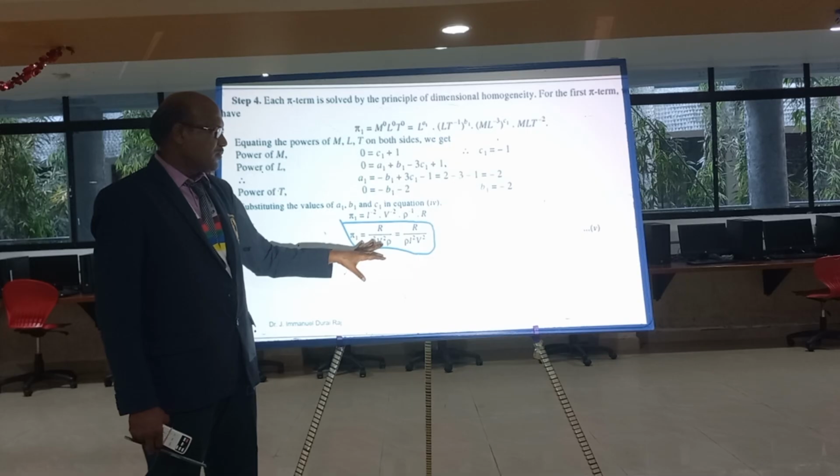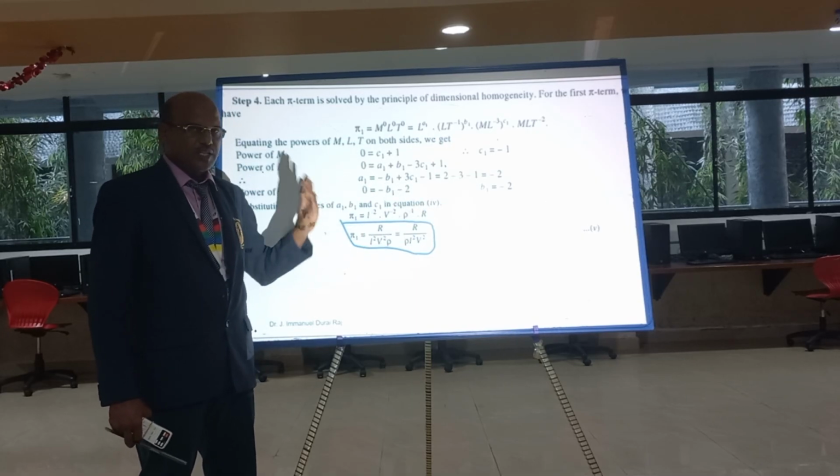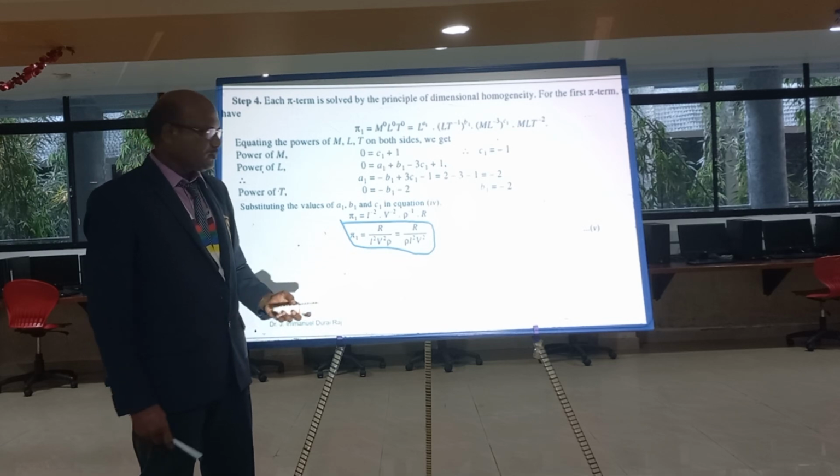So this inference I can get for resistance. What is the relation of rho, L, V? This is the first inference I get. Similarly, go for the phi 2 term.